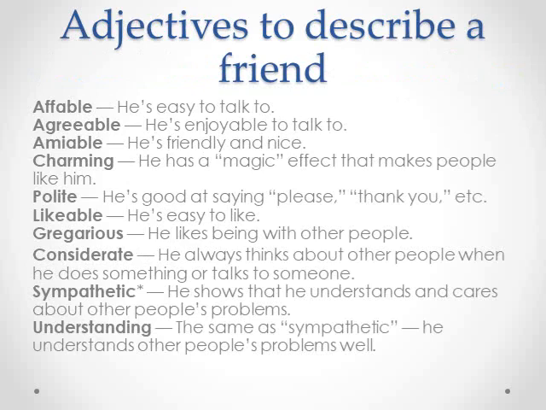Now, I've given some list of adjectives that you can use to describe your friend, and examples are given with it that when can you use these words. For example, the first word, affable. It is used to describe when he's easy to talk to. Instead of writing he's easy to talk to, you can use the word affable.